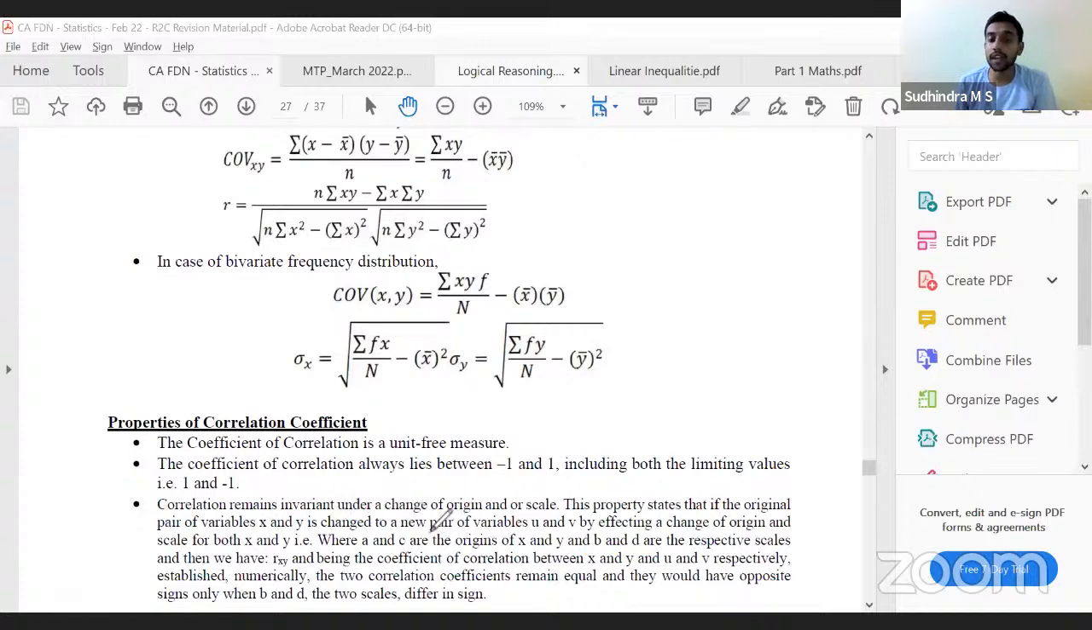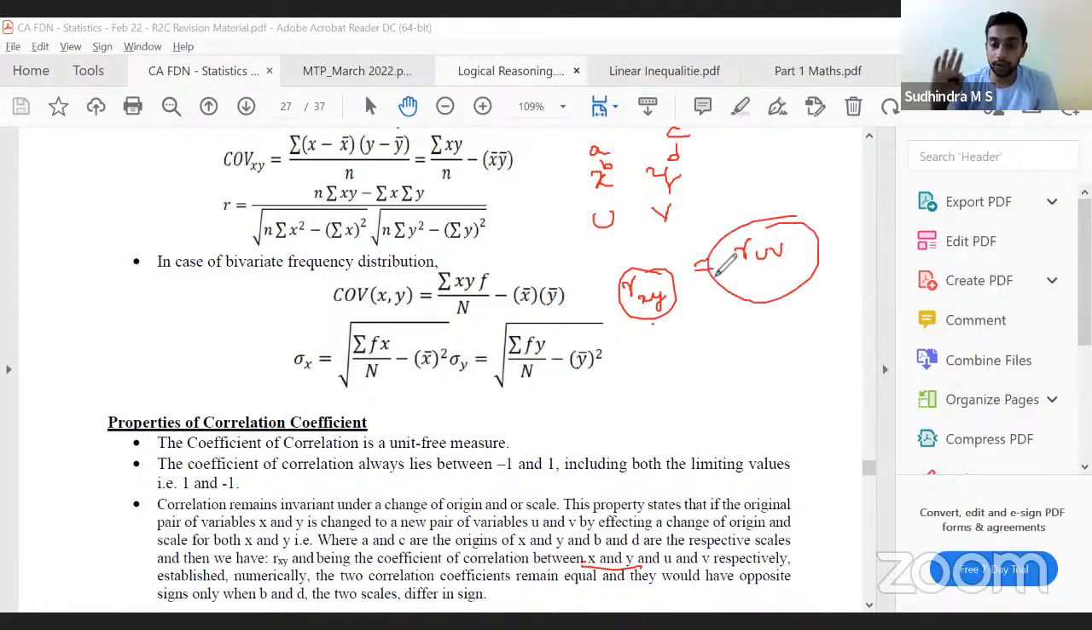Correlation remains invariant under a change of origin and change of scale. So the correlation value will not change. This property states that if the original pair of variables x and y is changed to a new pair of variables u and v by effecting a change of origin and change of scale for both x and y, where a and c are the origins of x and y, and b and d are the scales of x and y, then r_xy, the correlation coefficient of x and y, would remain equal to r_uv.